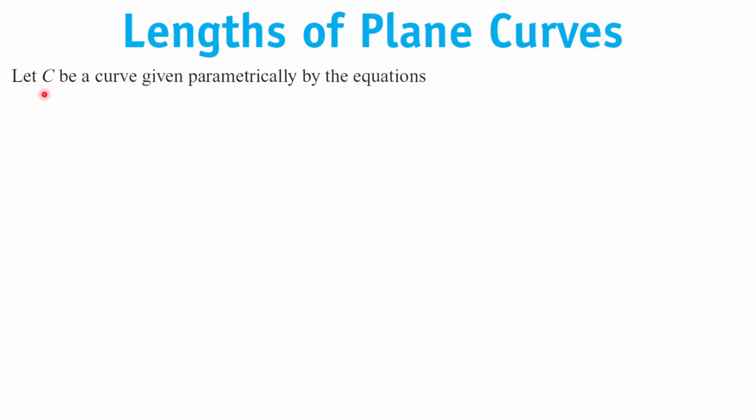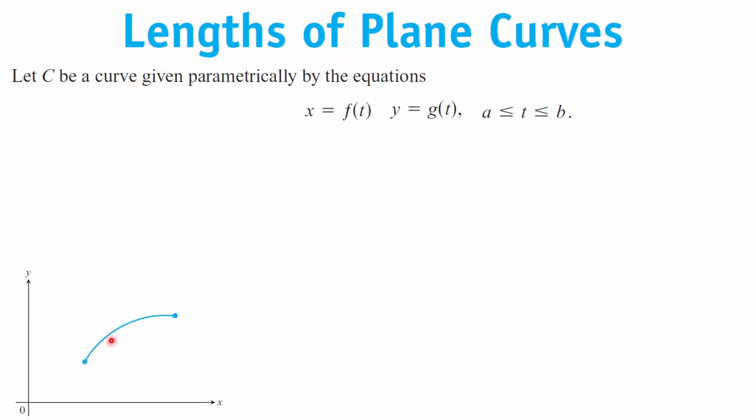In this case, suppose C is a curve given parametrically by the equation x equals f of t and y equals g of t, and t is bounded between 2 points A and B inclusive. For example, you can assume t is an angle, or t is time, or anything else in the context of the question. Suppose you're interested in calculating the length of the curve starting at this point and stopping at the terminal point here. What is this length?